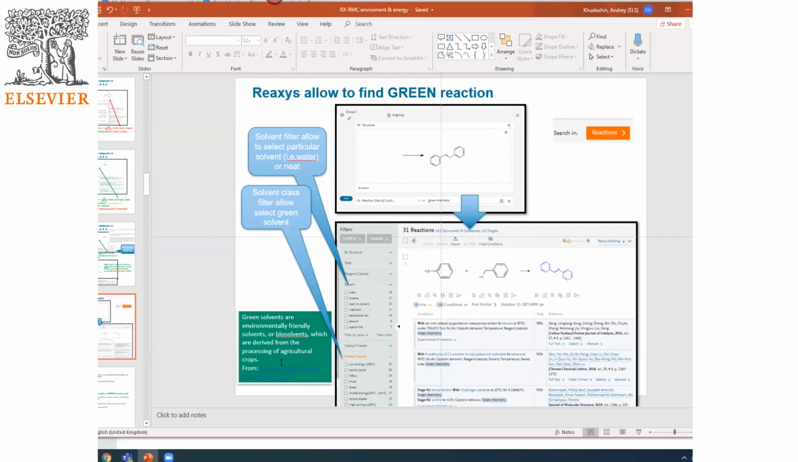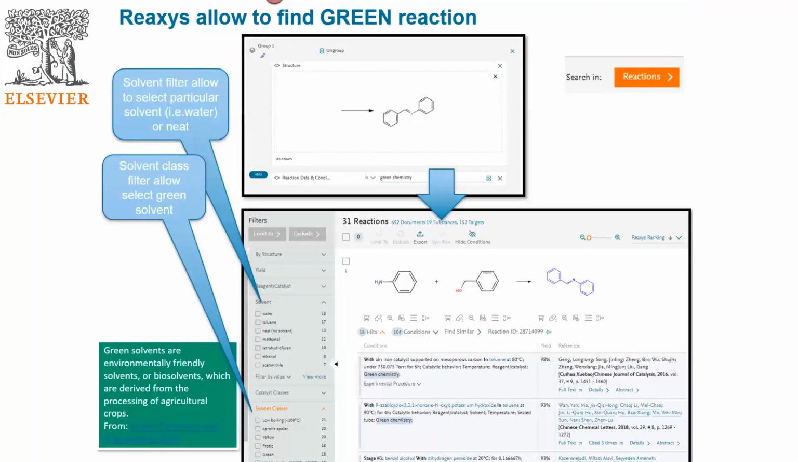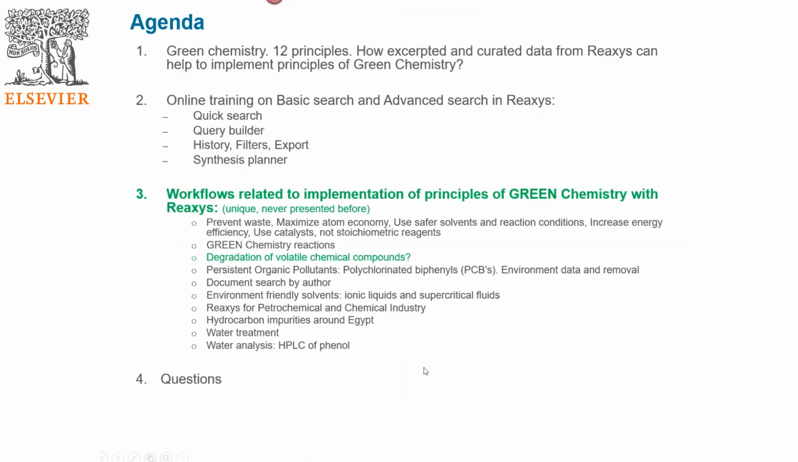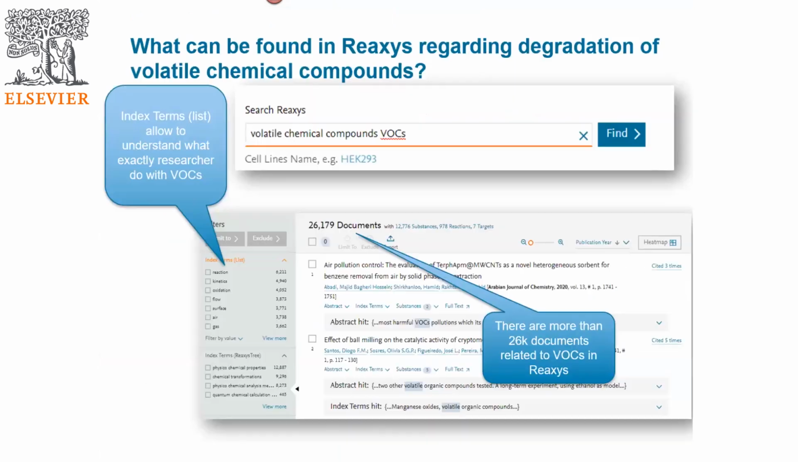What are green solvents? By the definition from this article, Green Chemistry and Engineering from 2007, green solvents are environmentally friendly solvents or biosolvents which are derived from processing of agricultural crops. And with this, we can go to the use case related to volatile chemical compounds.